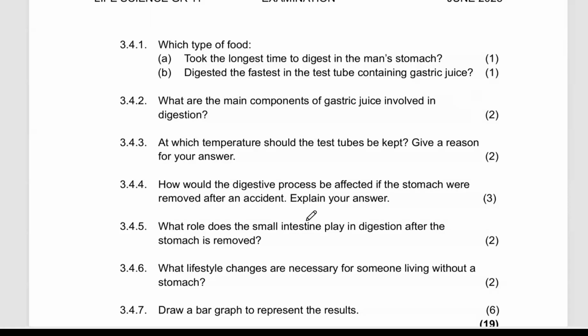And then there will be an increase in infection of the digestive tract because you don't have hydrochloric acid to kill the bacteria.